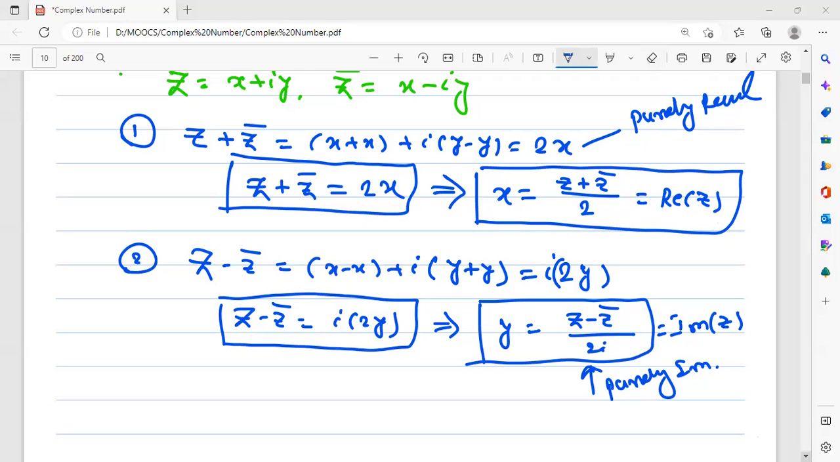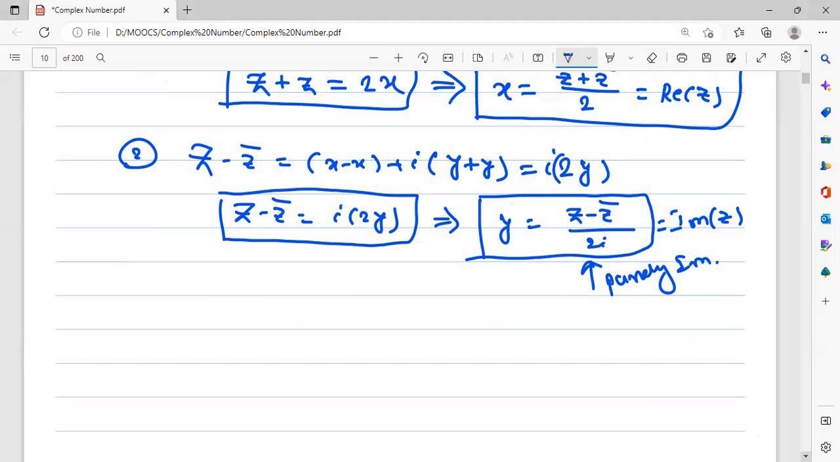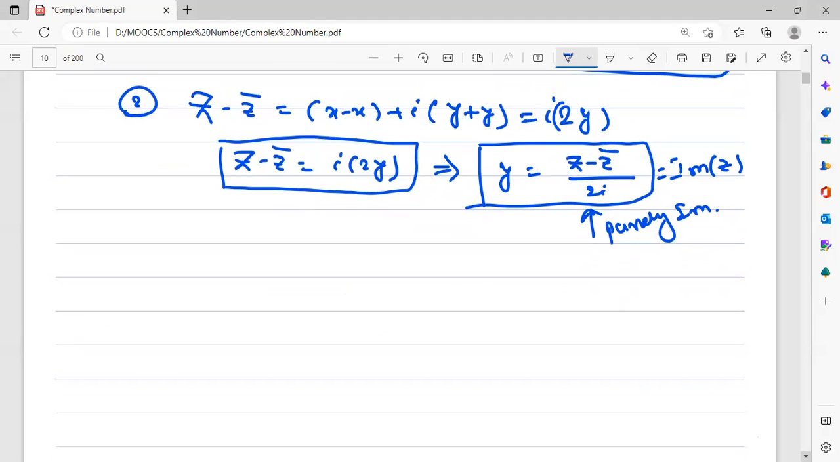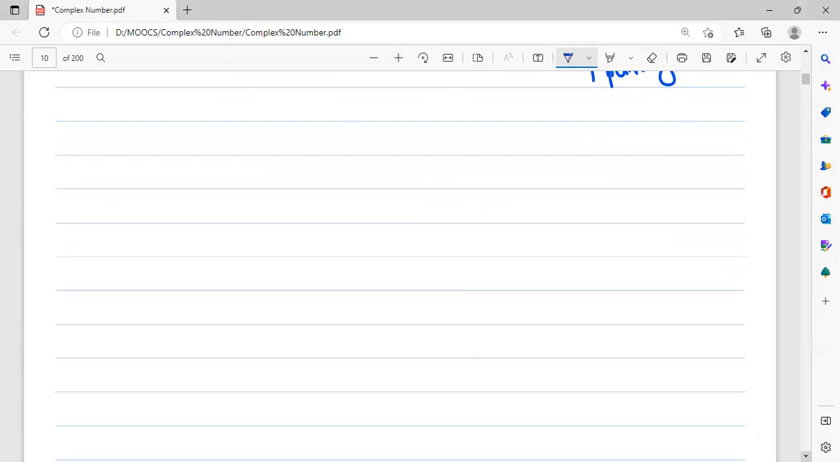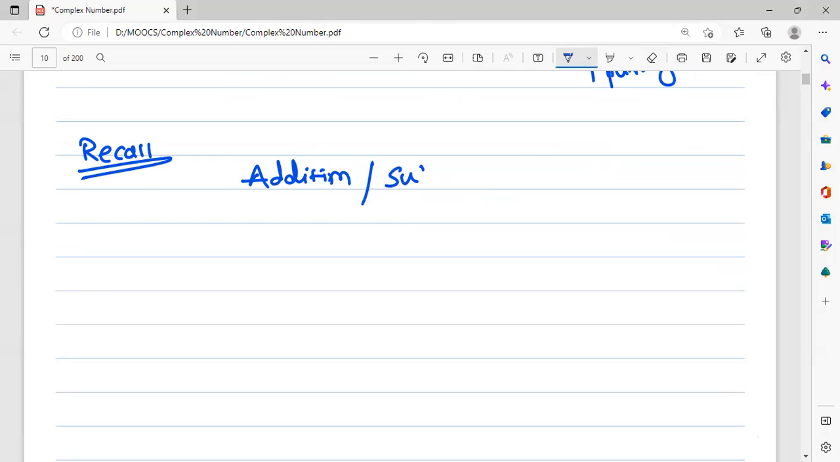Hello. In the last lecture, we discussed the algebra of complex numbers. Moreover, we have covered addition or subtraction of complex numbers. How are we taking addition and subtraction of complex numbers?